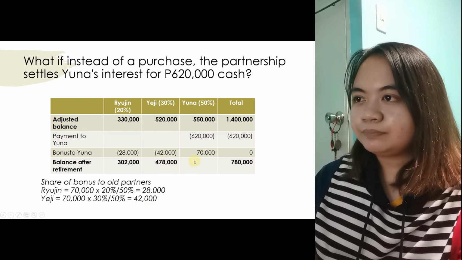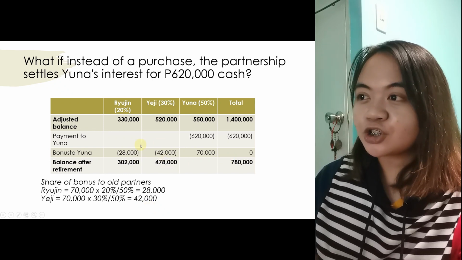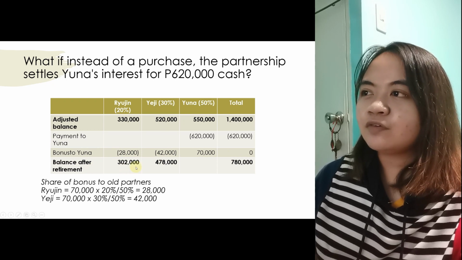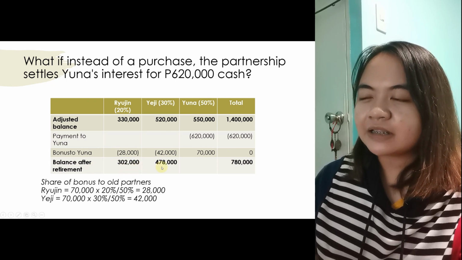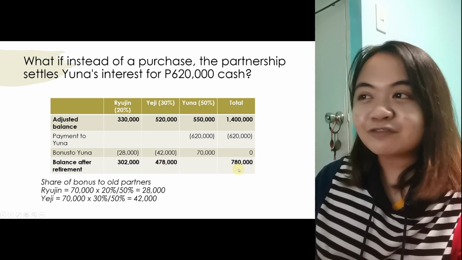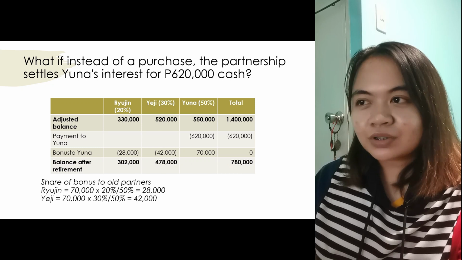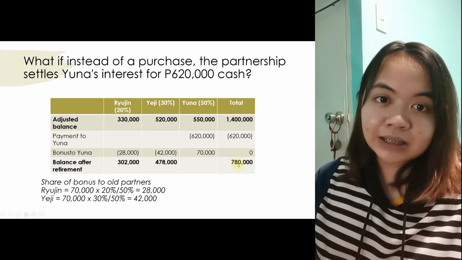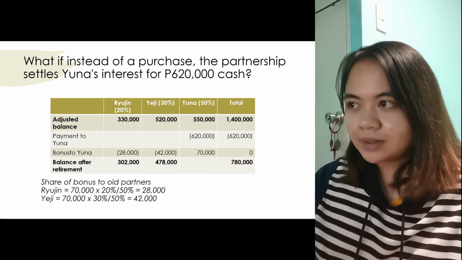Okay? So, yun. Then, deduction siya. Balance after retirement, you have 302,000 for Ryujin. For Yeji, you have 478,000. Okay? Total capital na after Yuna withdraws, 780,000. So, yun yung pagkakaiba pag settlement. Nababawasan talaga yung total capital nila. Okay? So, yan.